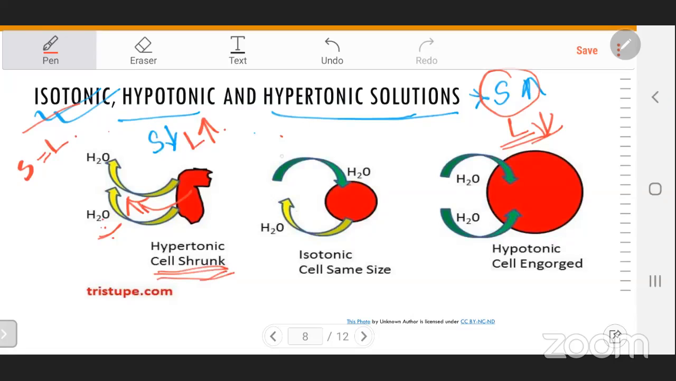In isotonic, there is no change, as the amount of solid and liquid is the same. Again, hypotonic is completely opposite of hypertonic. As you have seen, in a hypotonic solution, the amount of solid is less and the amount of liquid is more.